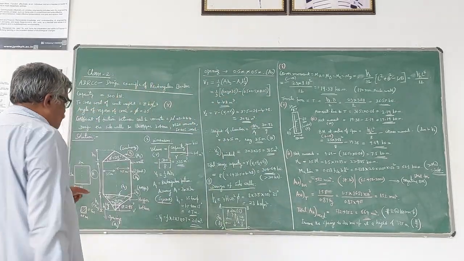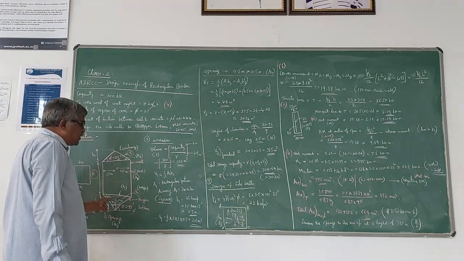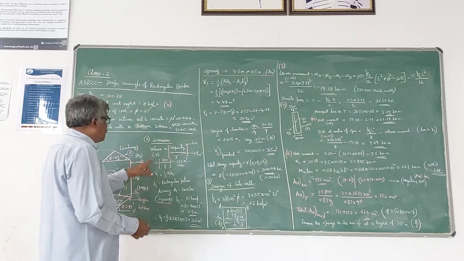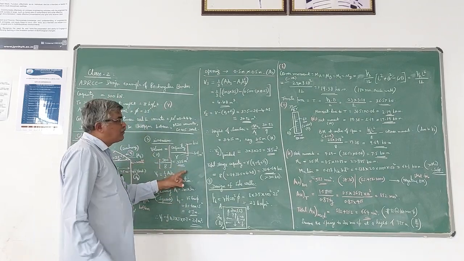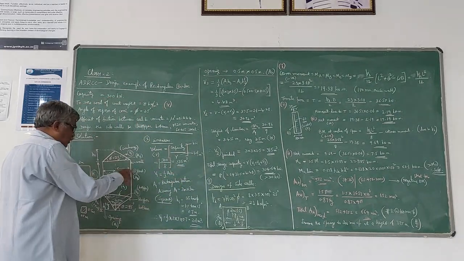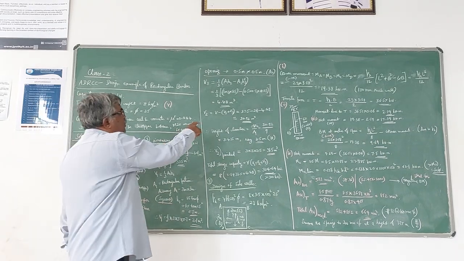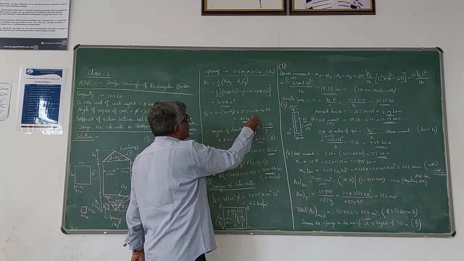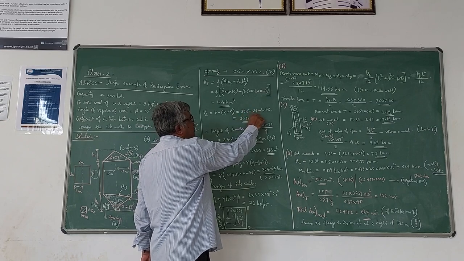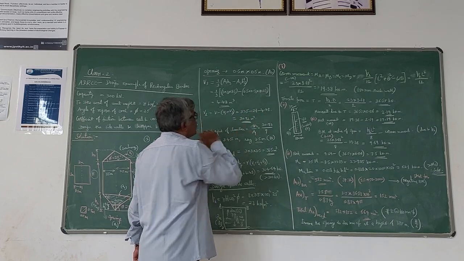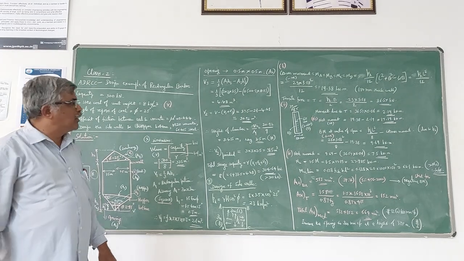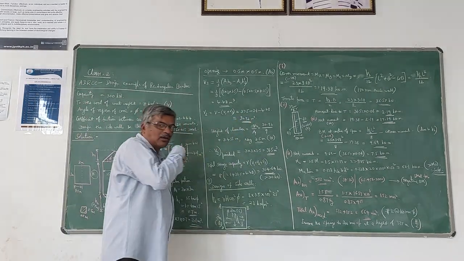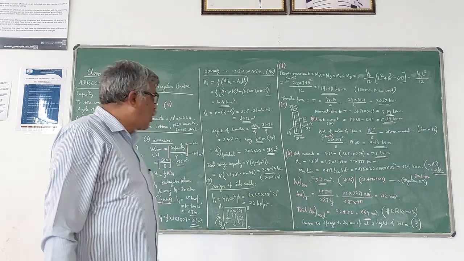So V1 value is 2.1 meter cube, V3 value is 4.48 meter cube, and the total volume V required is 37.5. So V2 you can calculate now. V2 is equal to total volume V minus V1 plus V3, which is 37.5 minus 2.1 minus 4.48, and it comes out to be 30.92. So 30.92 meter cube is the central volume, that is the rectangular portion volume.